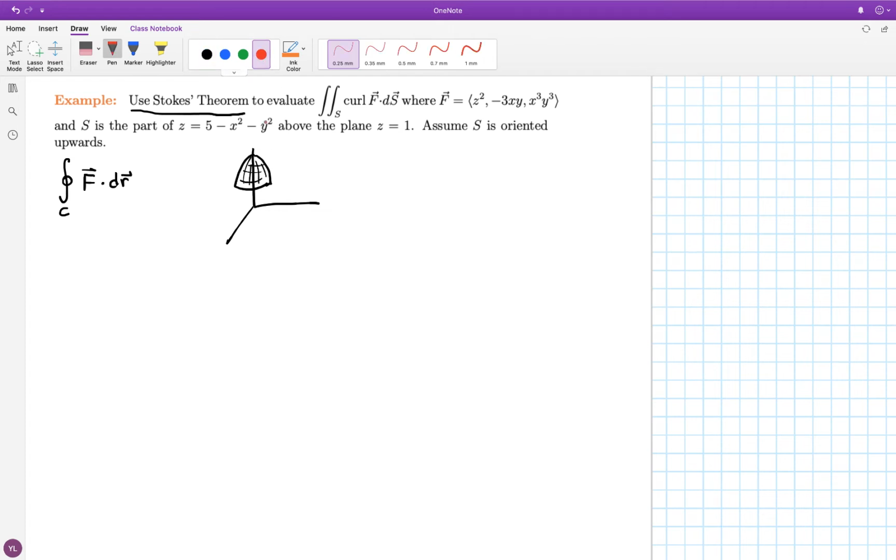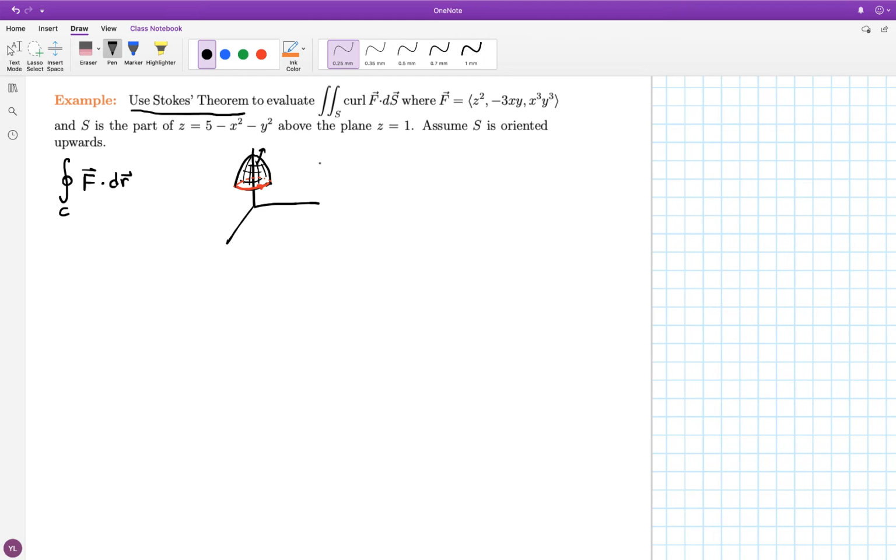And so its boundary is the bottom circle, like that. And the surface is given to be oriented upwards. So actually the direction that I drew on the circle on the bottom is positively oriented. If you are walking around that curve in this counterclockwise direction, facing in the direction of the normal vector, then the surface is to your left. If I had oriented it the other way, then it wouldn't be positively oriented relative to the orientation of the surface, with the normal going up.